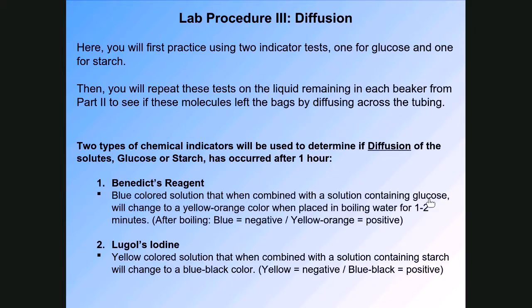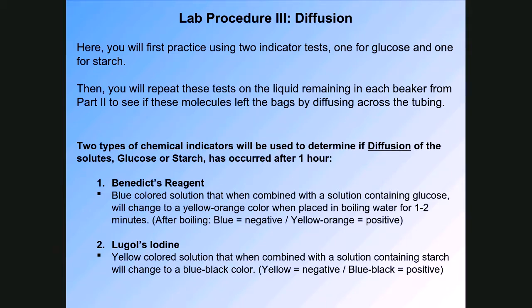The way it works is, if you want to determine if glucose is present in a solution, you'll take a little bit of that solution and put it in a test tube. You'll add a few drops of Benedict's reagent. Benedict's has a natural blue color, so if your solution is clear, when you add the Benedict's reagent, it'll turn your solution blue. The catch is this.